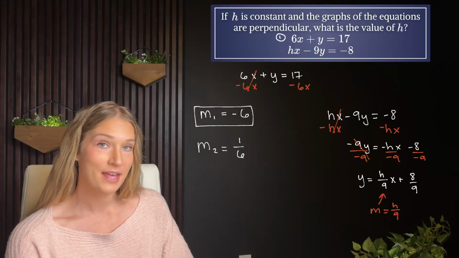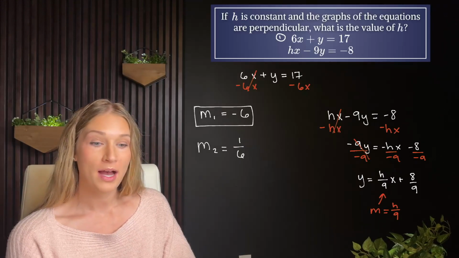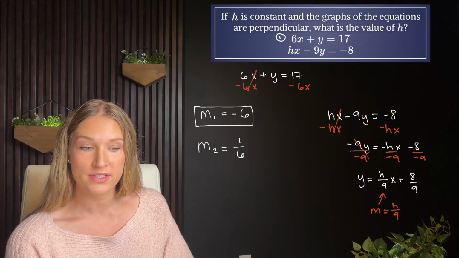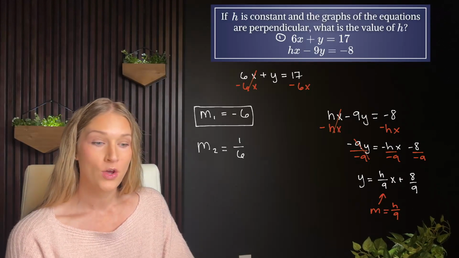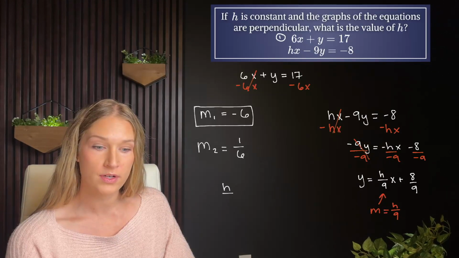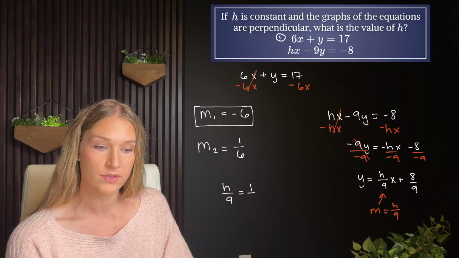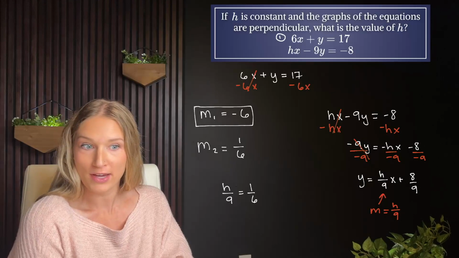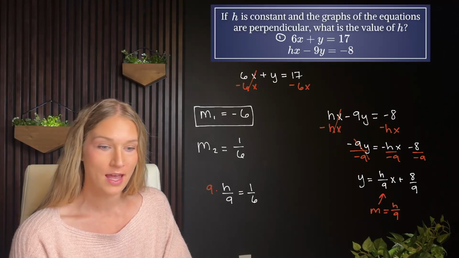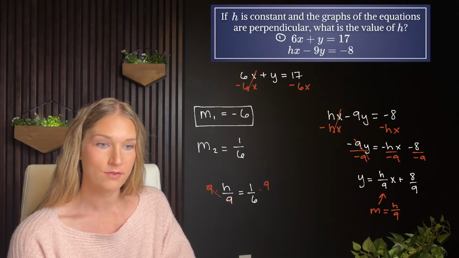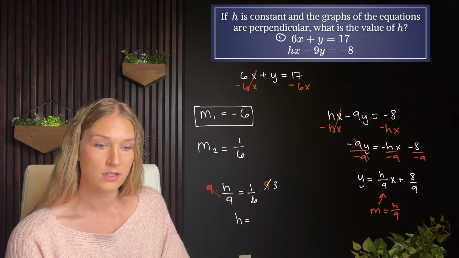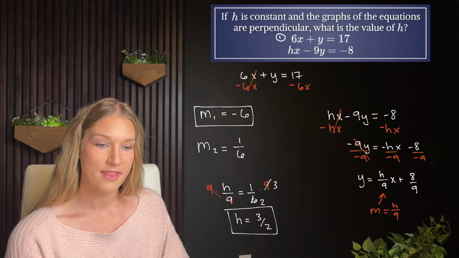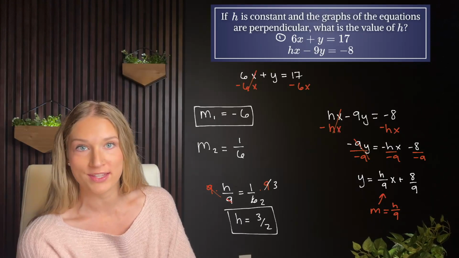So now I can use that to find the value of h. So I know that the slope of line 2 is 1 over 6, and I know that the slope of line 2 is h over 9, which tells me that h over 9 has to equal 1 over 6. And now I just solve for h. Multiply by 9 on both sides, reduce that fraction on the right, and we will have 3 over 2, so h is 3 halves. And that is the value of h that would make sure that these two lines are perpendicular.